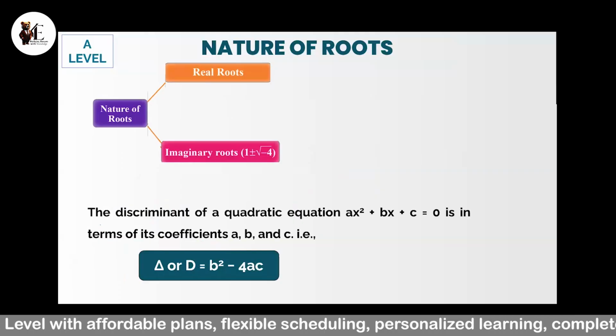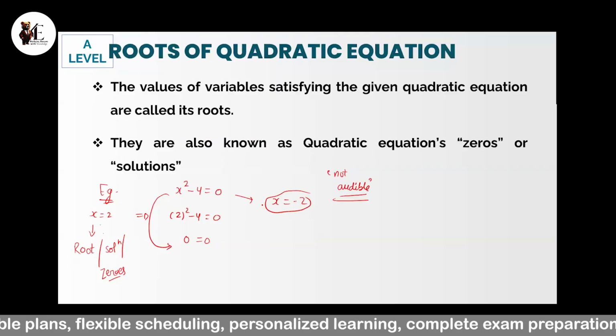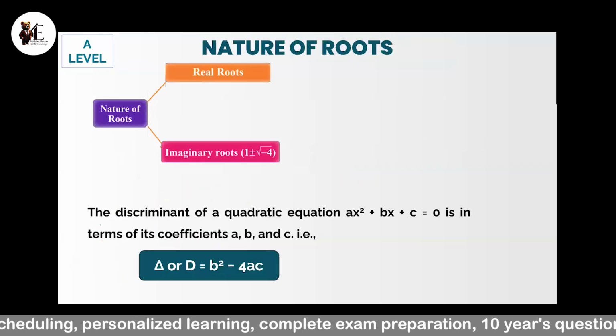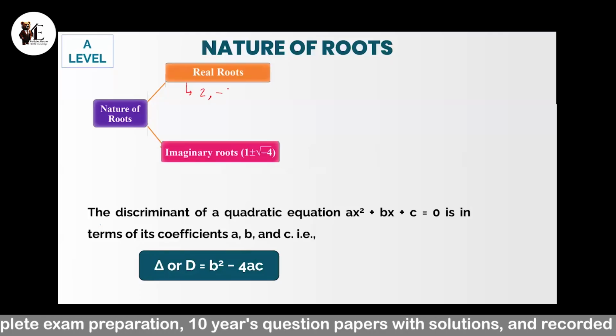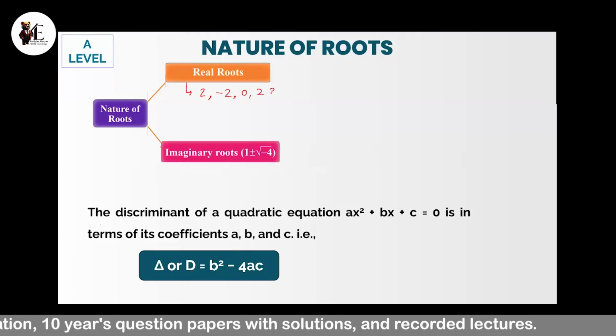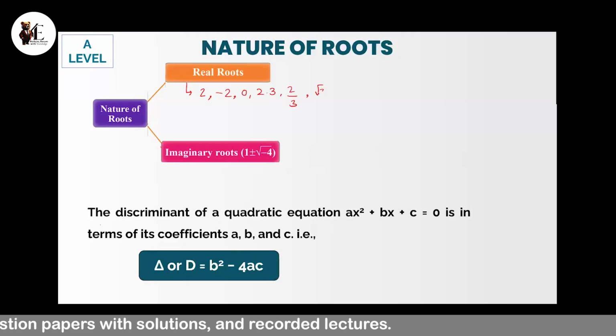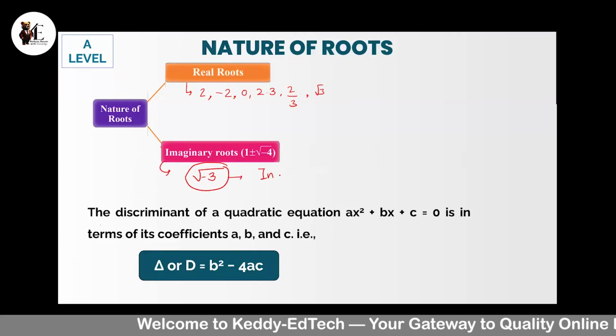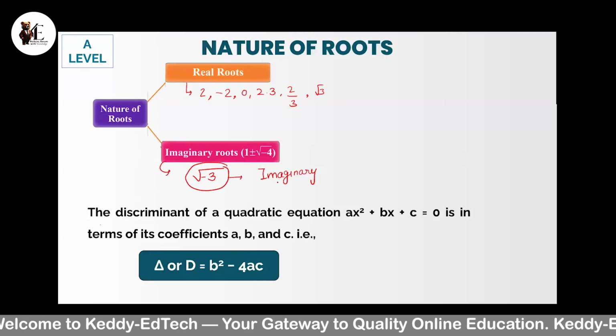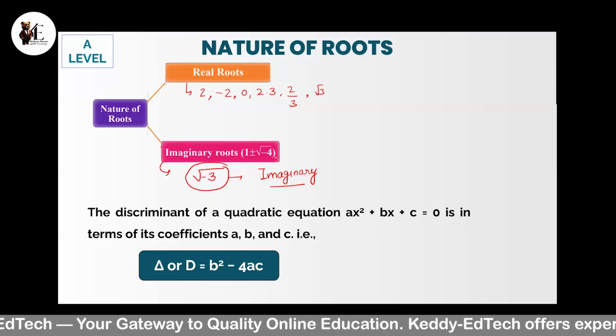Nature of the roots: in the previous example, we got the roots as 2 and -2. So how do we classify the roots? Real roots can be a positive number, a negative number, a zero, a decimal, a fraction, or a square root. Any type of number which exists in mathematics belongs to the real roots. But sometimes by calculation we get numbers where there is a negative term present in the square root. Such numbers are known as imaginary, because it is not possible to have a negative number inside the square root.